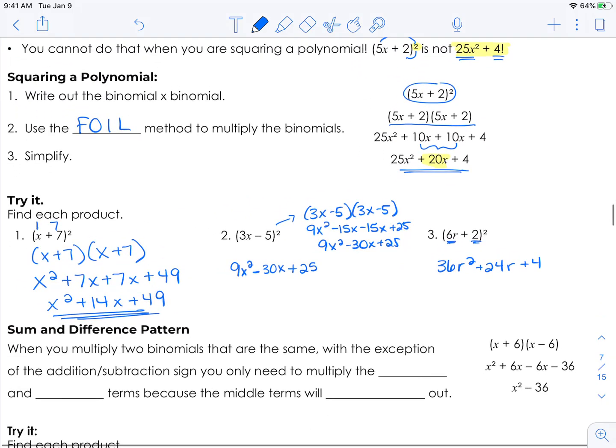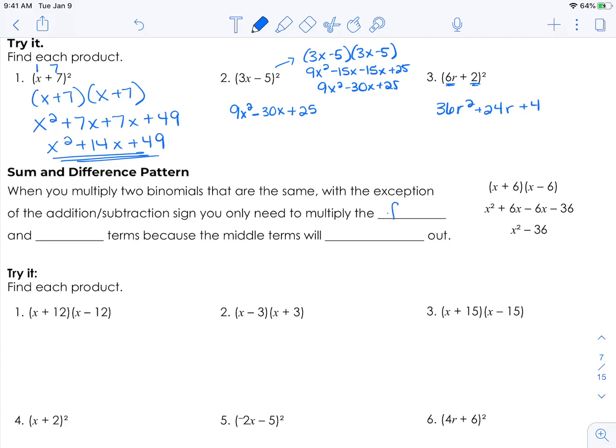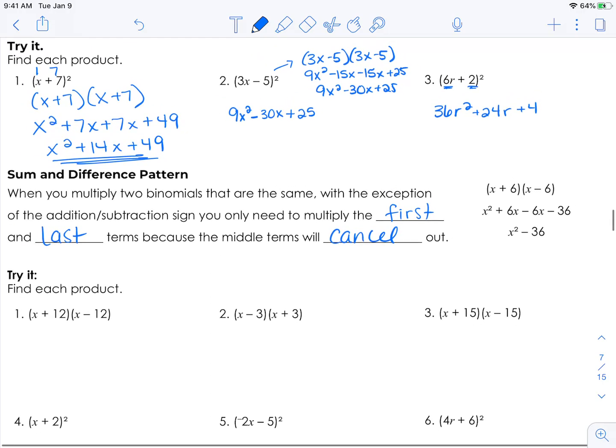Okay, sometimes you have a sum and difference pattern. So this says when you multiply two binomials that are the same, with the exception of the addition subtraction sign, you only need to multiply the first and last terms because the middle terms will cancel out. Okay, so in this case, you don't have to do the full FOIL.